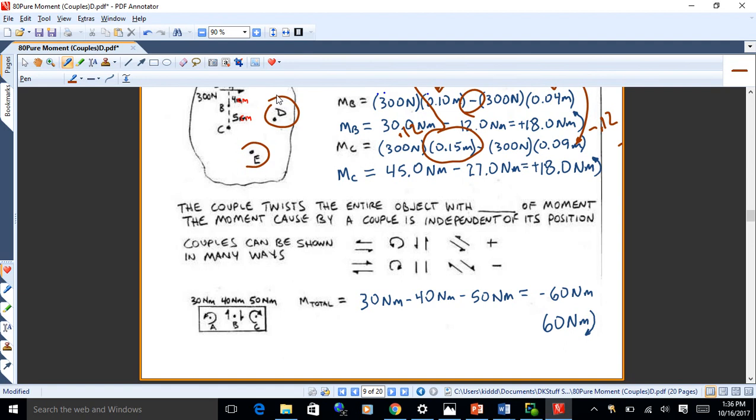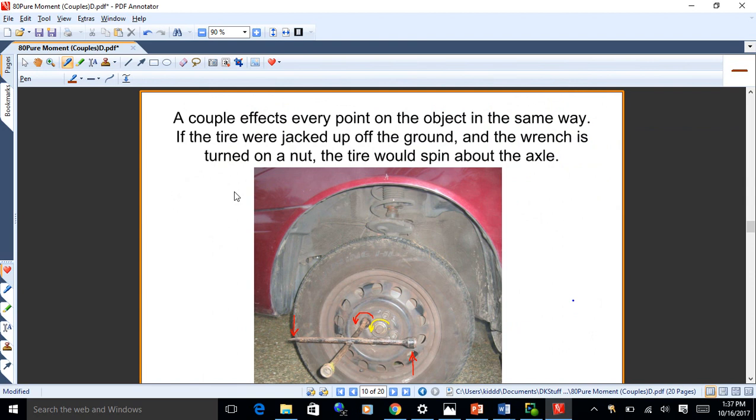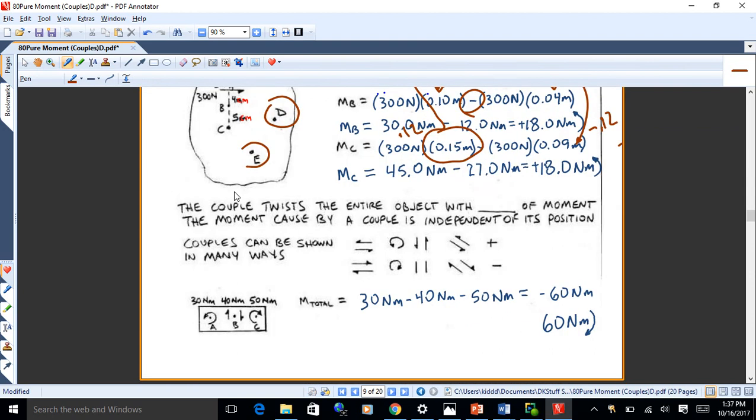So that's got 60 Newton meters. You could call it negative 60 or 60 clockwise. Same thing regardless. Okay. So the couple affects every point on the object in the same way.